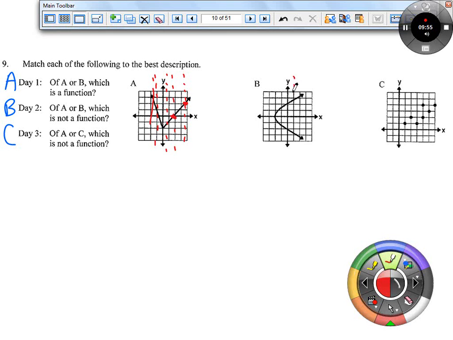You can tell this one's not. It only has to fail once for it to not be a function. So it fails right there, done. It's not a function. So not a function.